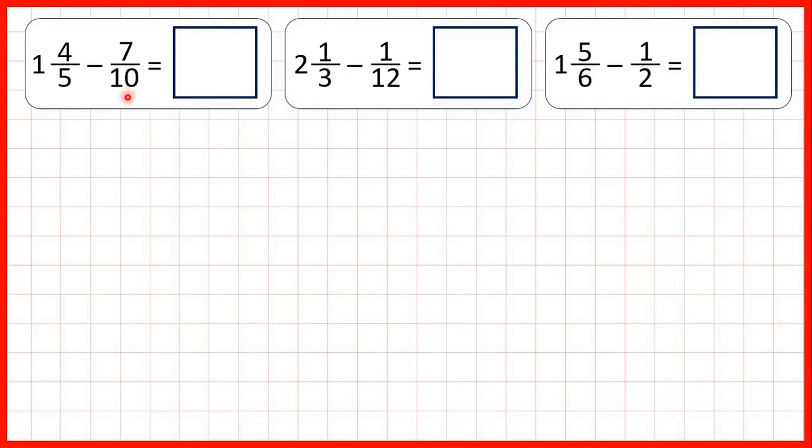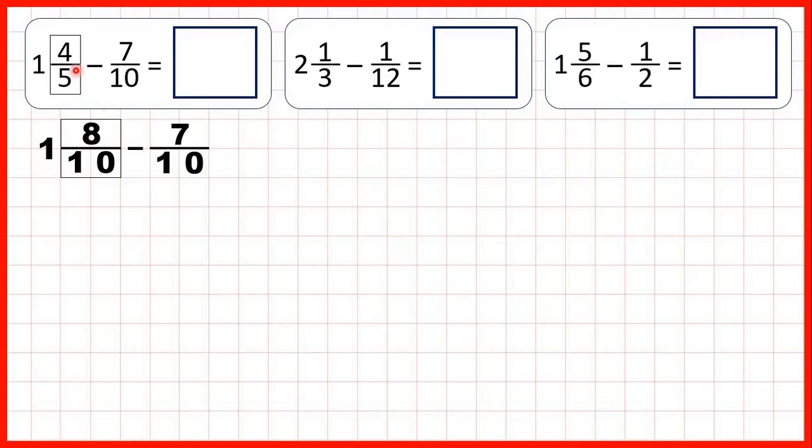Now we need to subtract a fraction from a mixed number. So first we have 1 and 4 fifths minus 7 tenths. But we know that to subtract fractions, we need the denominators to be the same. So we need to find a fraction equivalent to 4 fifths with a denominator of 10. So we can rewrite our question as 1 and 8 tenths minus 7 tenths.